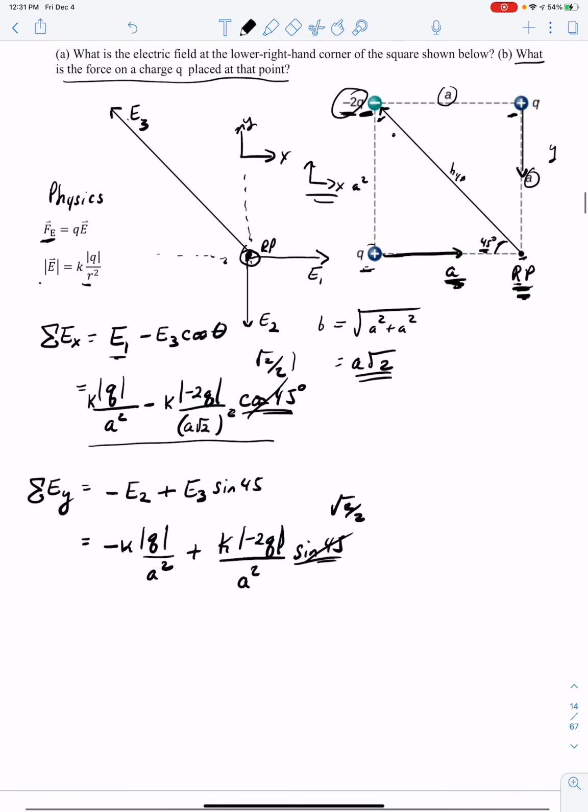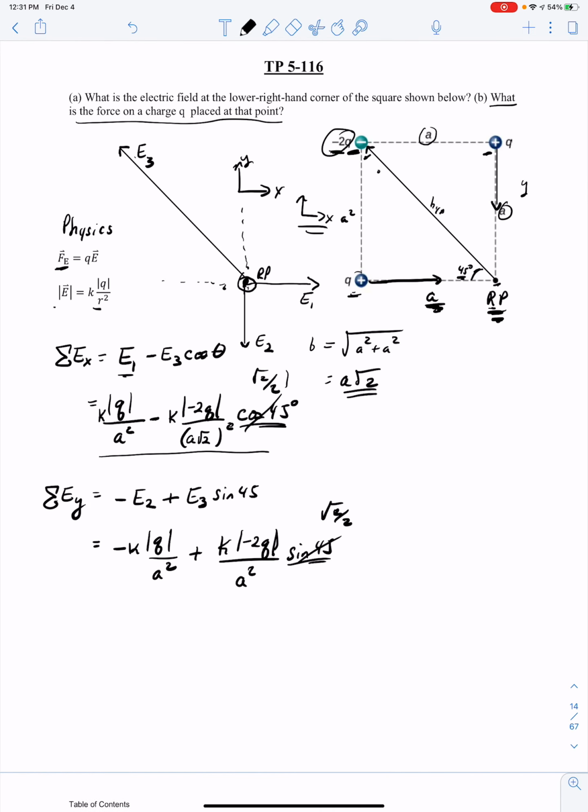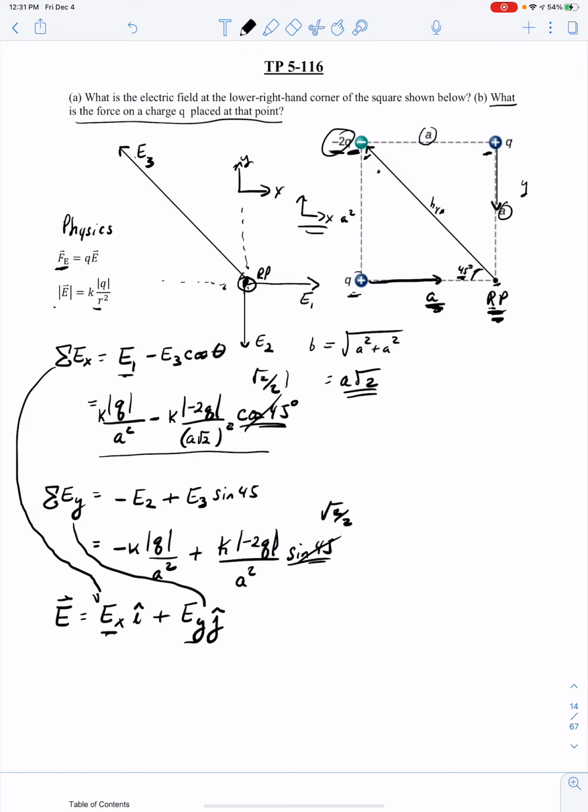This is important because now you have the electric field in vector notation for the reference point P: E x i plus the electric field in the y direction, j. Plug these in, and you should have the answer for the electric field.